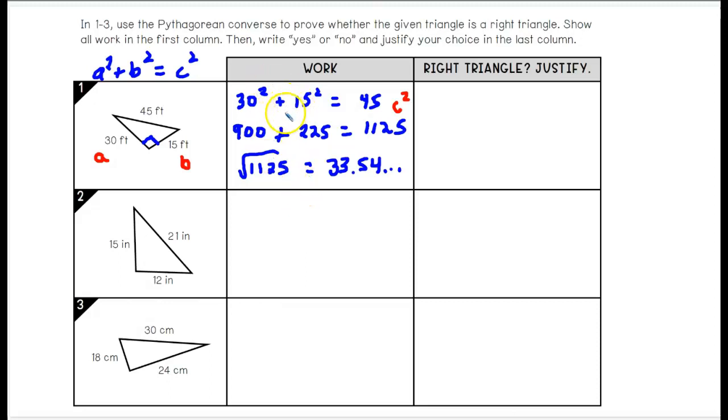So, is this a right triangle? Well, clearly it is not. It is not, because if it were a right triangle, this would be equal to 45. It would have to be equal to this. And it is not. So, no. And we can just put no there.